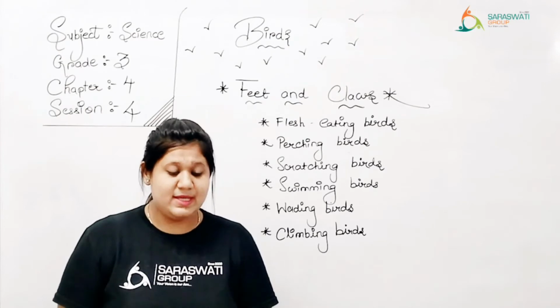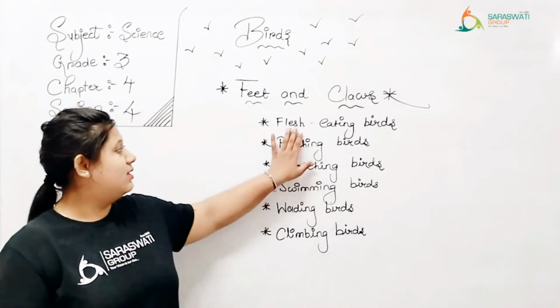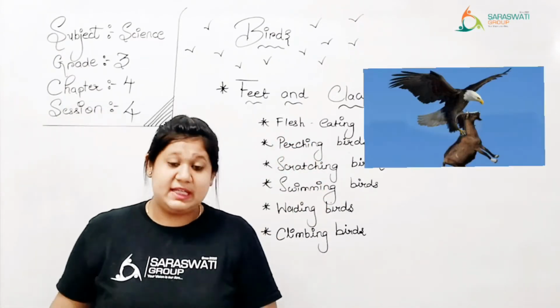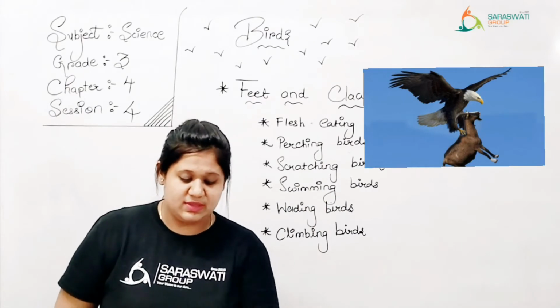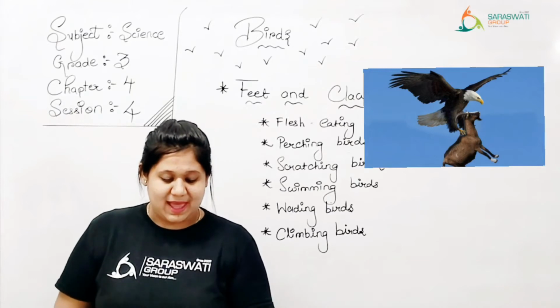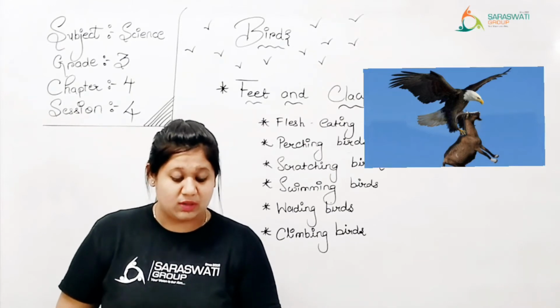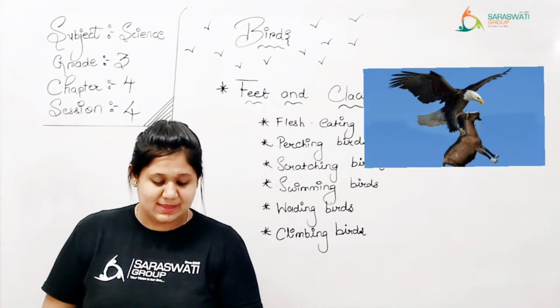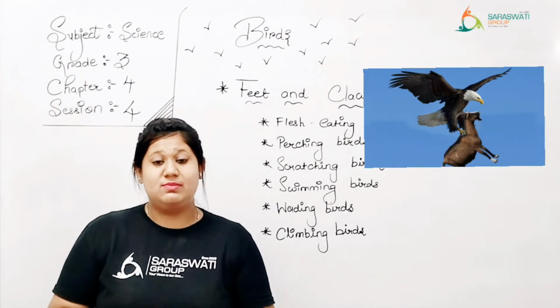So one kind is flesh-eating birds. Eagles and vultures are flesh-eating birds. They have strong and sharp claws called talons. Kids, flesh-eating birds.